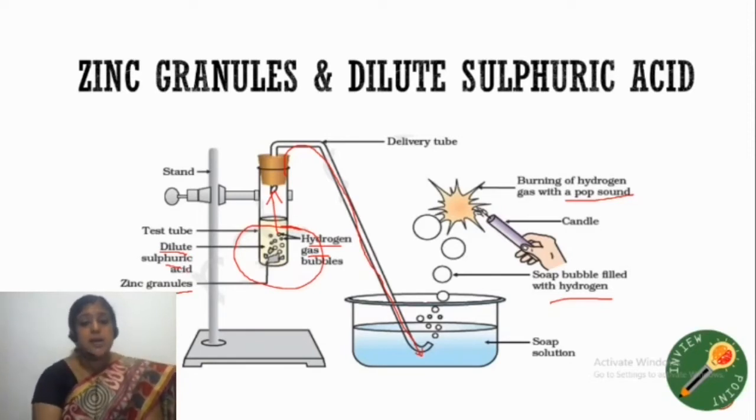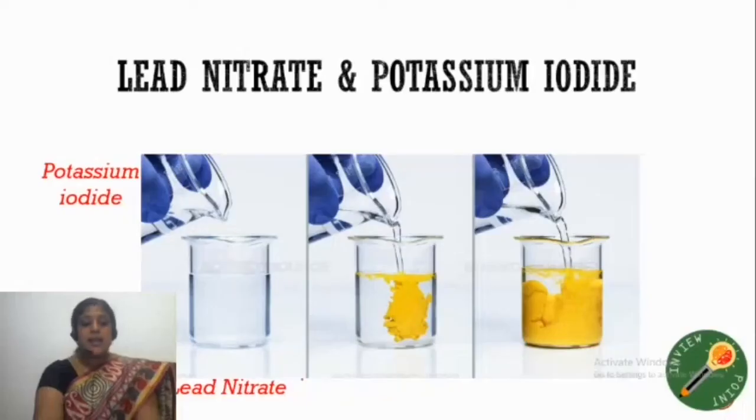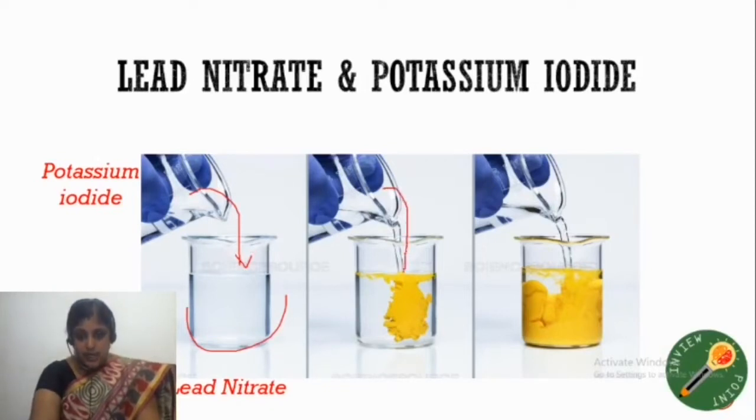Okay, this is an example for chemical reaction. Another example is take some lead nitrate solution in a test tube, and pour some potassium iodide to this lead nitrate. Then what do you observe? As you pour the potassium iodide to lead nitrate solution, a yellow precipitate is formed.